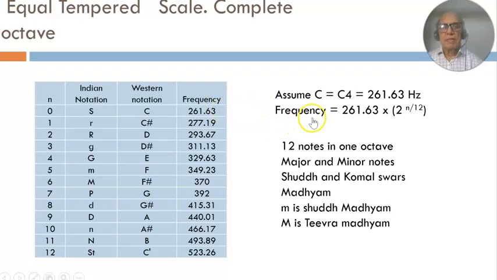Alright, so as we have already said, frequency can be calculated for any note as 261.63 multiplied by 2 raised to n by 12. So you pick n from here and multiply it by the reference frequency and you get this frequency. That is how all these frequencies are calculated. And you can see that this base frequency, after one octave, reaches exactly double frequency. This is 2 times this particular frequency.